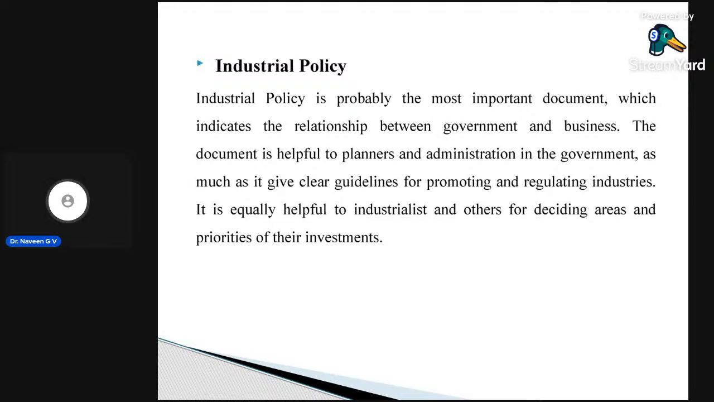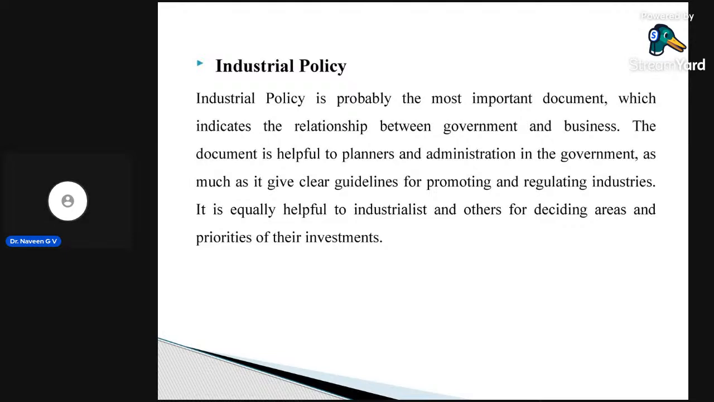It is equally helpful to the industrialist and others in deciding areas of priorities. Like that, industrial policy is playing a crucial role.